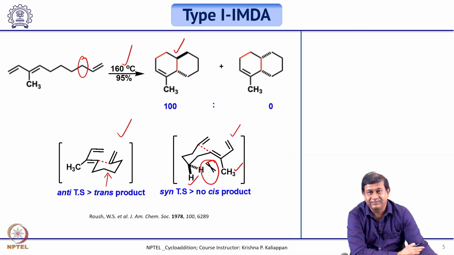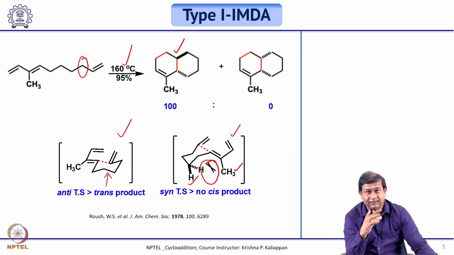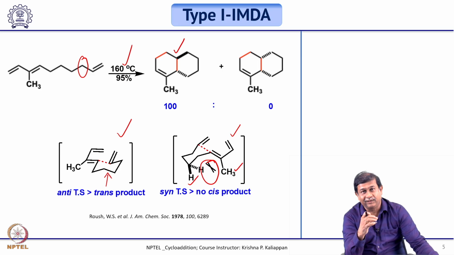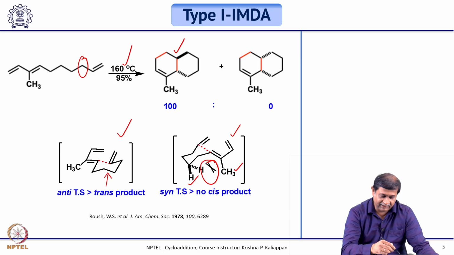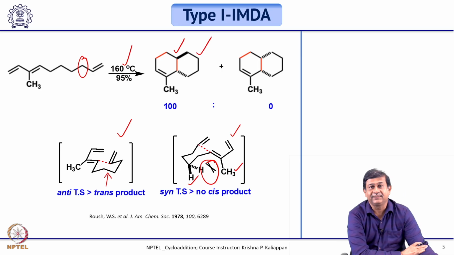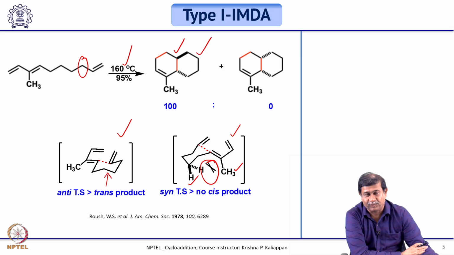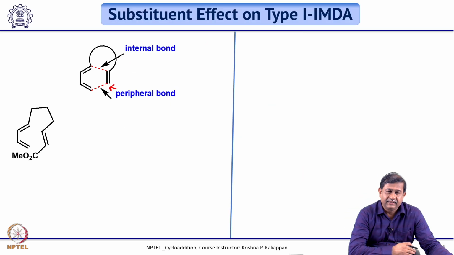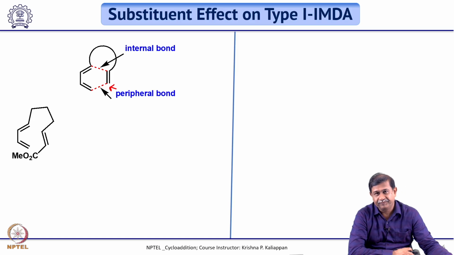This is what we have seen in the earlier example also, where the benzocyclobutene underwent electrocyclic ring opening followed by intramolecular Diels-Alder reaction, and you got a trans product. Likewise, here also you will get exclusively the trans product. So now let us have a closer look at this type 1 IMDA.